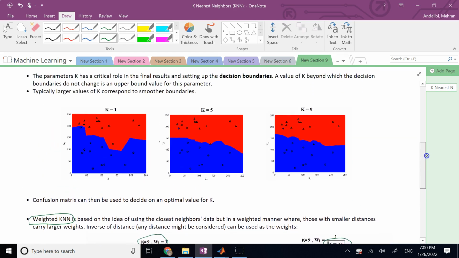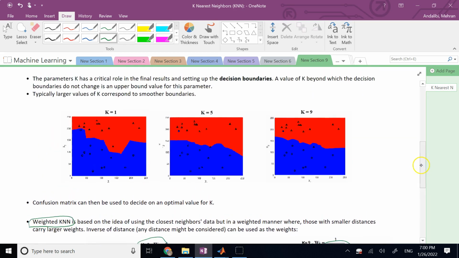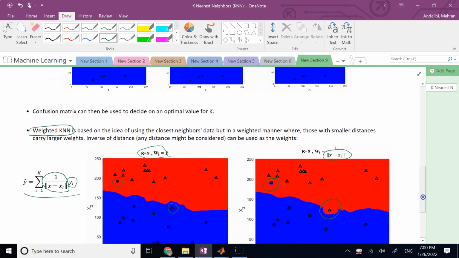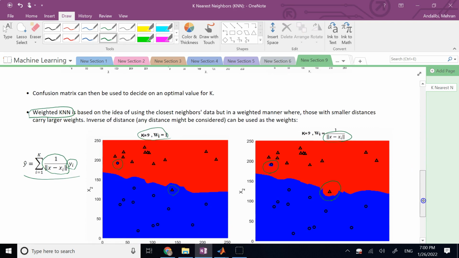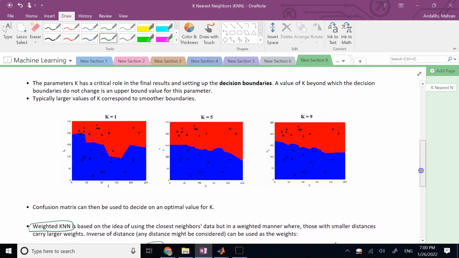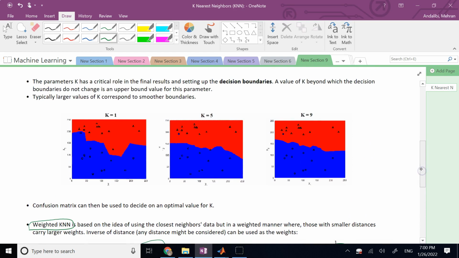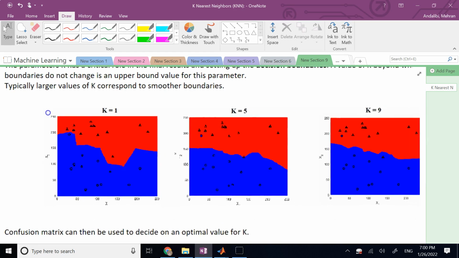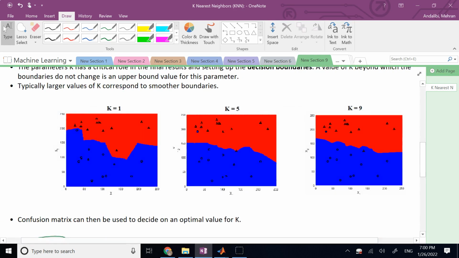Okay, so here we have seen that K has an effect on the decision boundaries, as well as whether you use a weighted approach or just simply count all votes equally. Now, the next important question that comes into play is which K is the correct K? Which K is the appropriate, the optimal K? We learned that when K gets bigger, the boundaries get smoother. But fine, should I always go for smoother boundaries? Well, not necessarily.